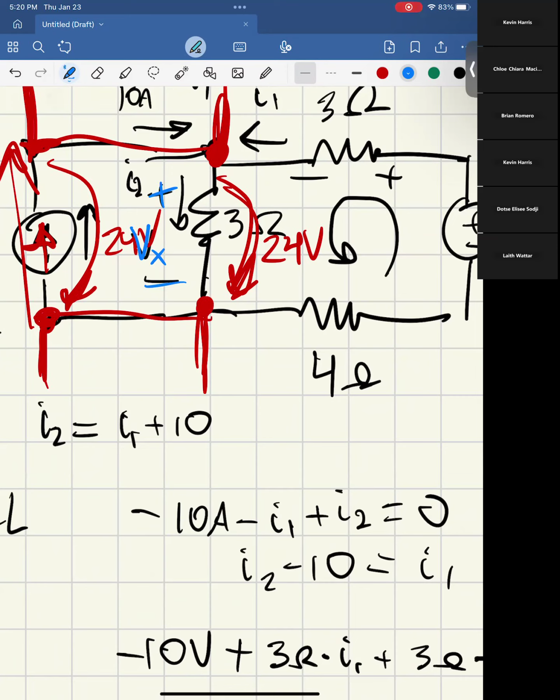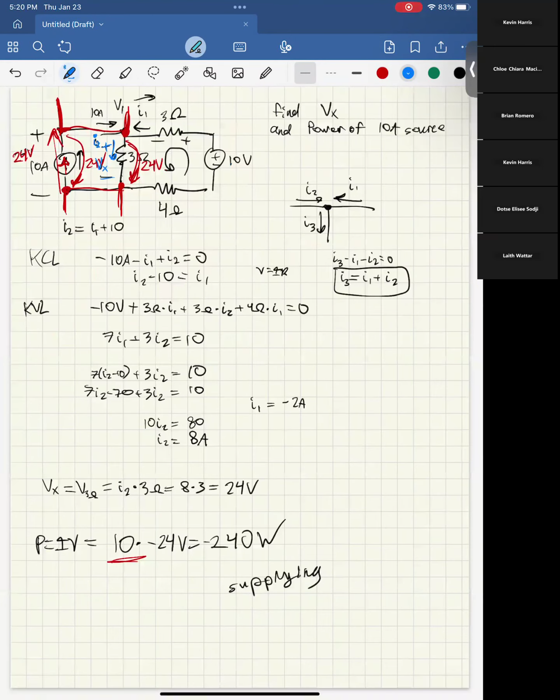And then when we found I2, when we called this current I2, we guessed that it was going down, right? And then when we found a positive number for I2, that basically means our guess was correct. So going back to basic resistor stuff, if I have a resistor and current flowing that way, then the voltage drop is in that direction. Sorry, I'm talking about the 10 amp.